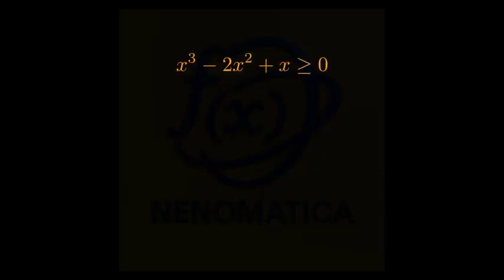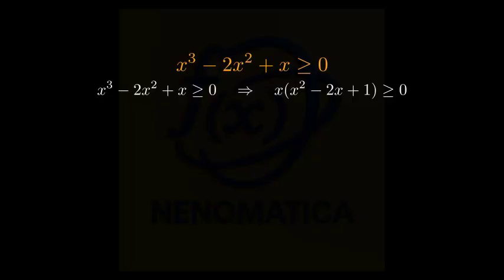Let's write the problem clearly on screen. Step 1 is factoring. Factor out x to get x times x squared minus 2x plus 1 is greater than or equal to 0. Now notice x squared minus 2x plus 1 is a perfect square trinomial. That is x minus 1 squared. So the inequality becomes x times the quantity x minus 1 squared is greater than or equal to 0.